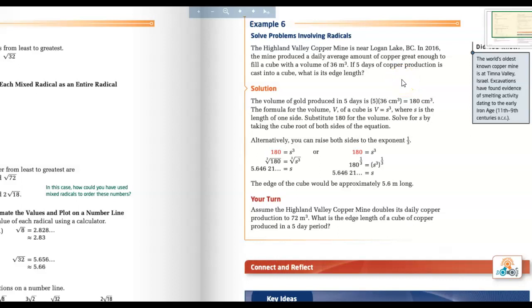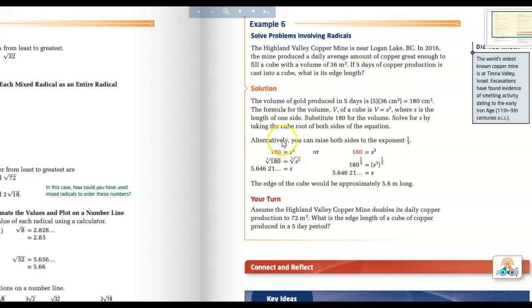So how do we find the side length after 180? We have our cube size. Remember, you have to know the formula of a cube, right? Side length times side length times side length will give you the cube volume. That's just a formula you need to remember, and it doesn't matter what side it is because in a cube, all the sides are the same.